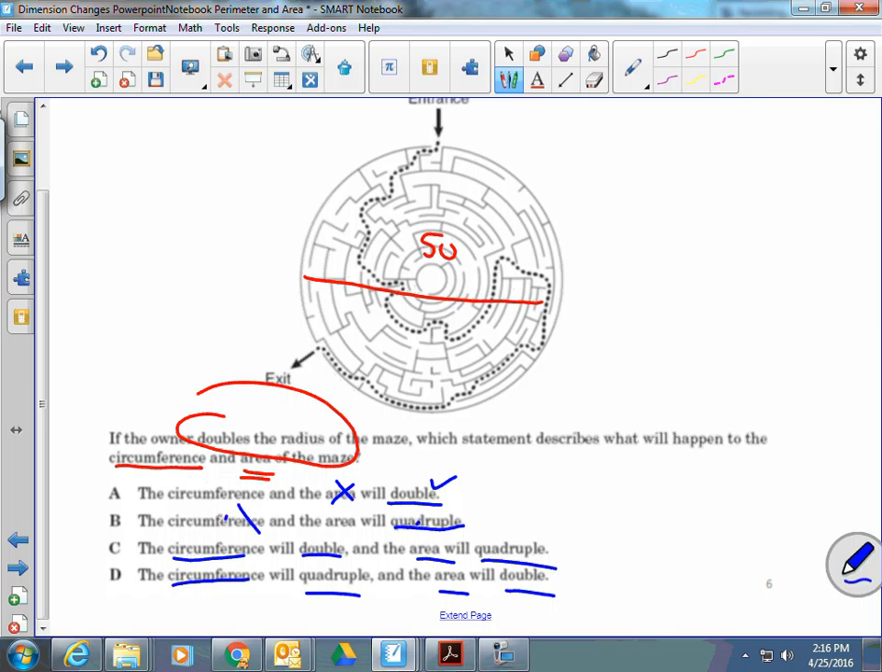My circumference will not quadruple, right? So my circumference will double and my area will quadruple. C is the correct answer.